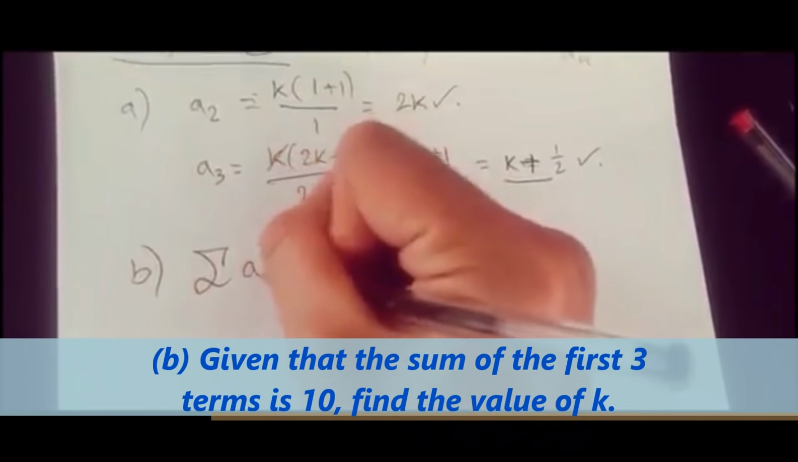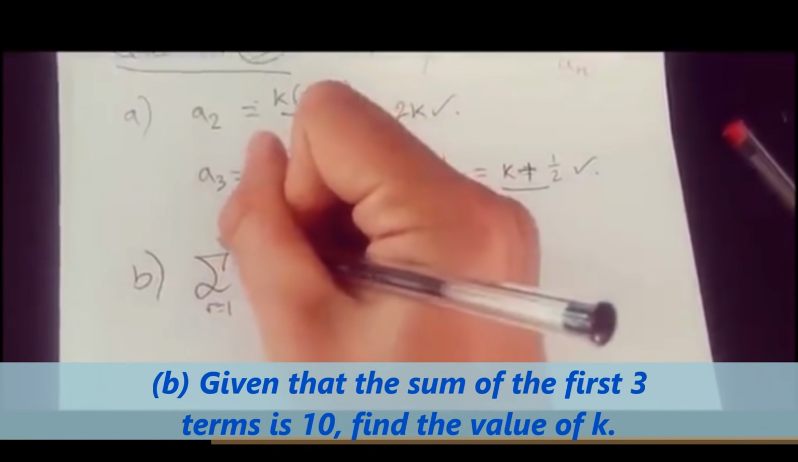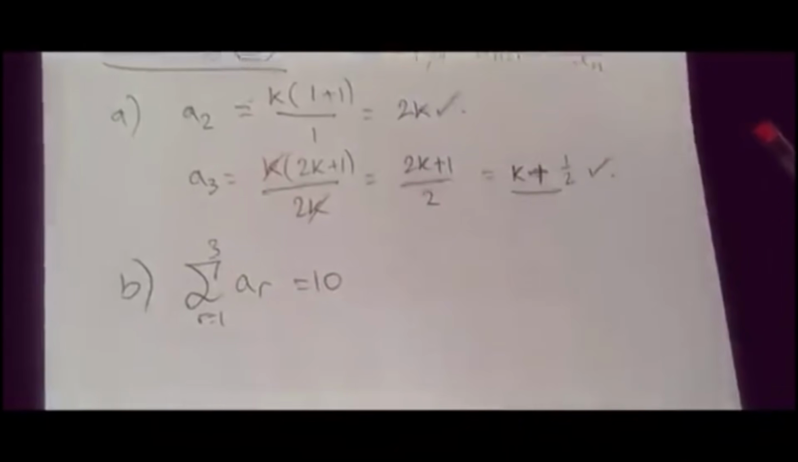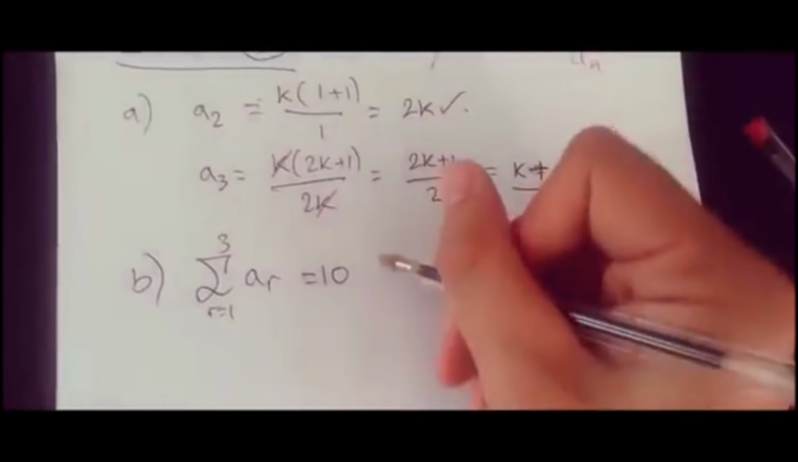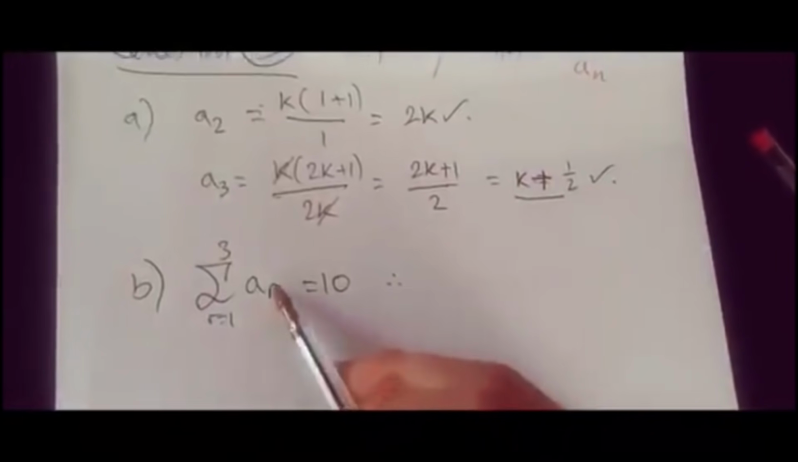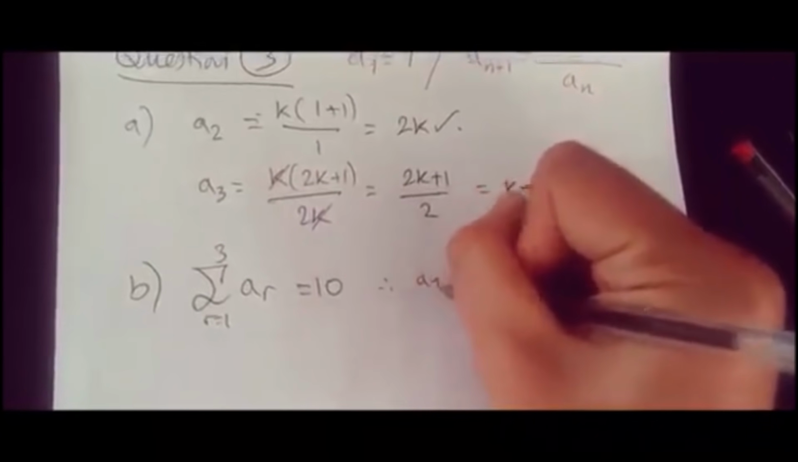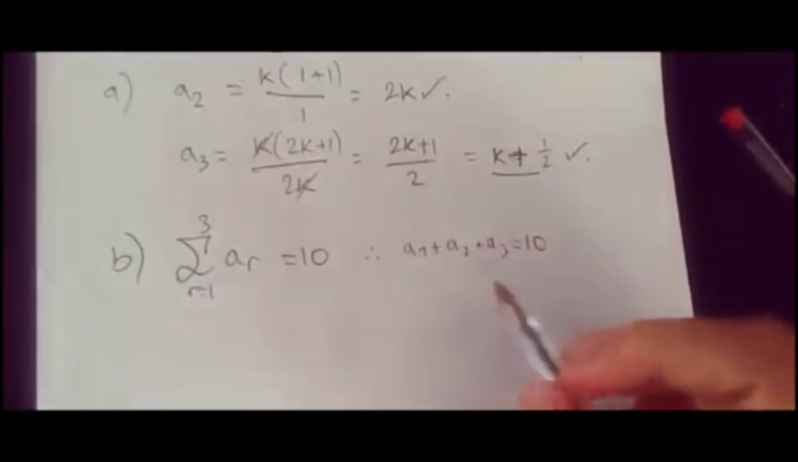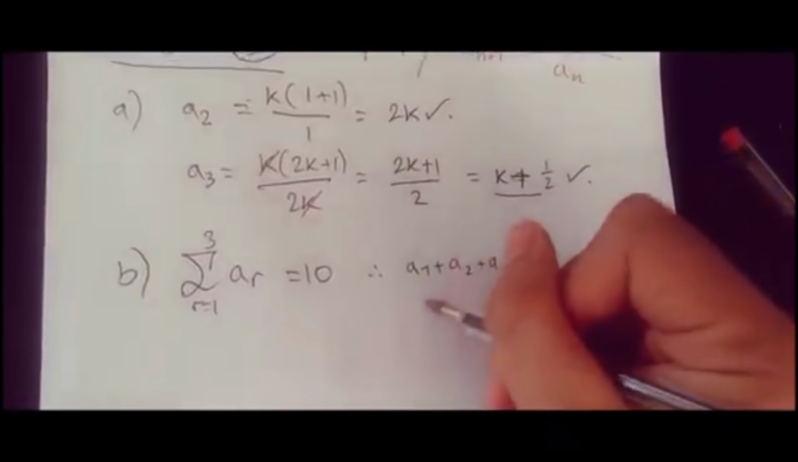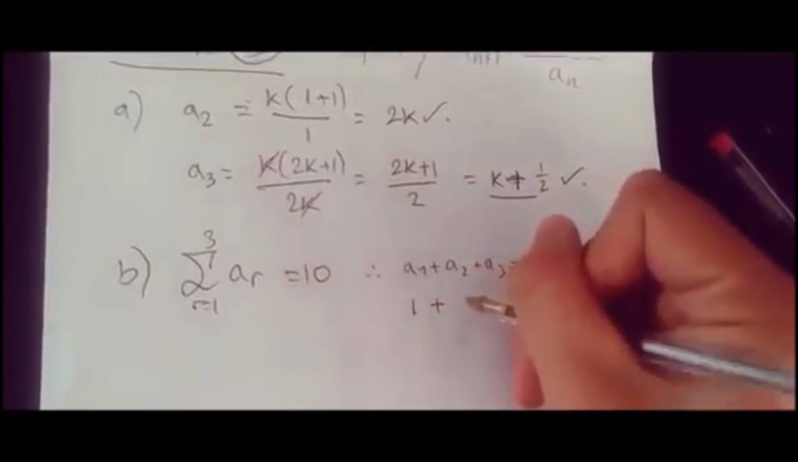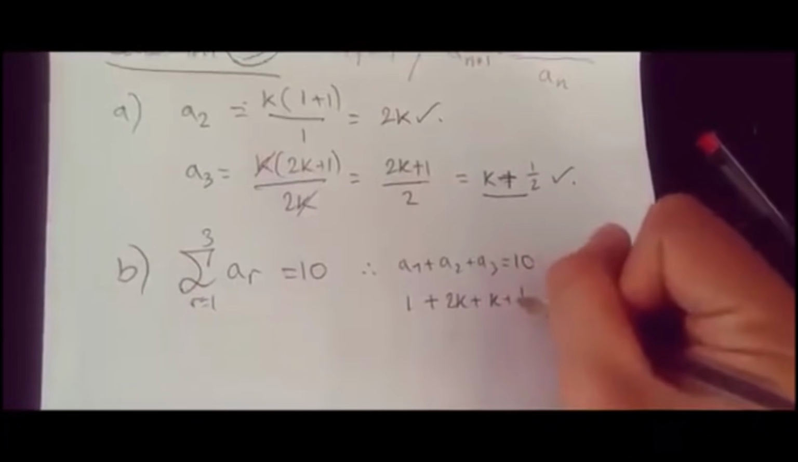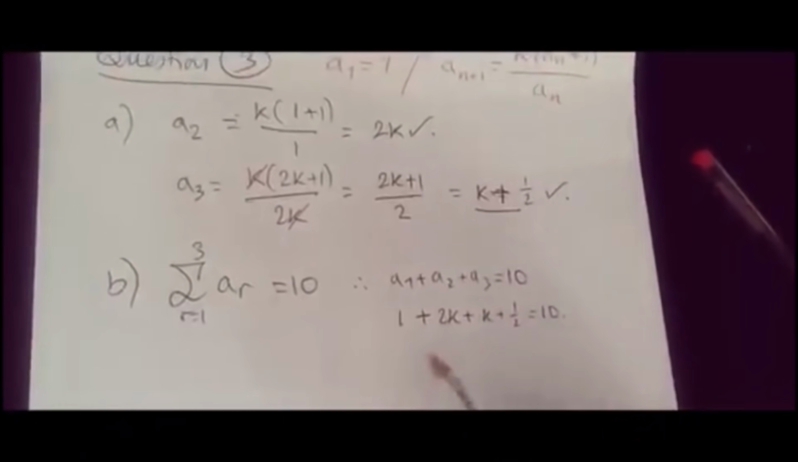Here we're given the fact that the summation of a_r for r equals 1, 2, 3, in other words, the first 3 terms, is equal to 10. And they want us to find the value of k. So, like they say, we find the first 3 terms, so we have a1 plus a2 plus a3 equals 10. Now, plugging in every single term here, a1 is 1, a2 is 2k, and a3 is k plus half equals 10. That's it, guys.